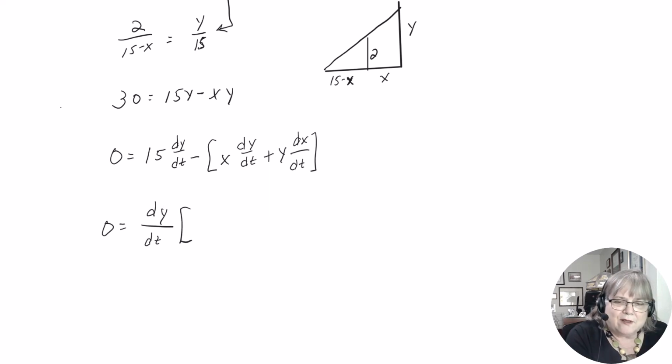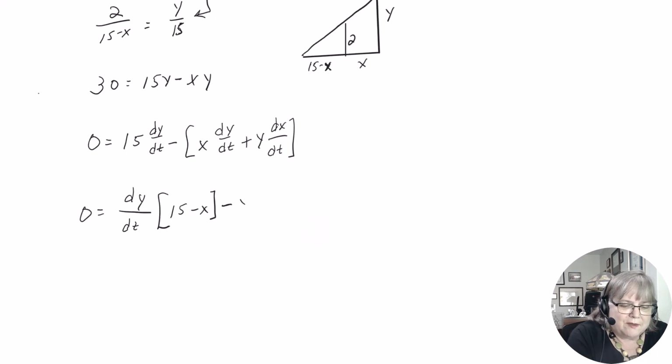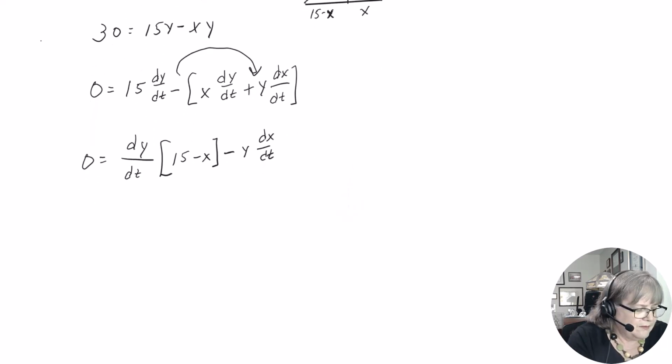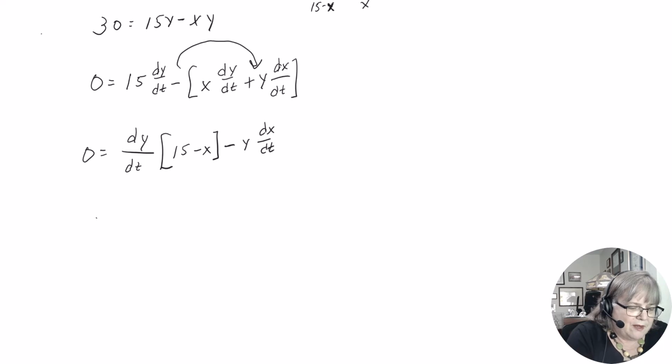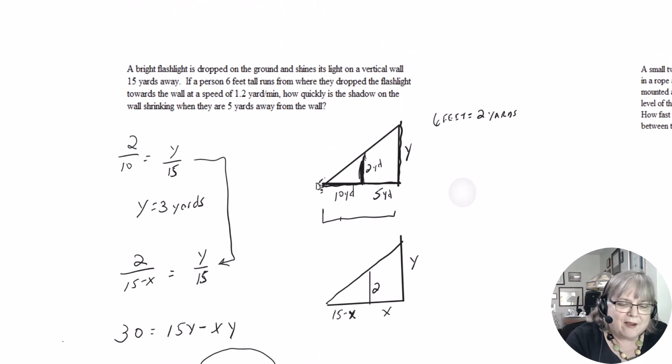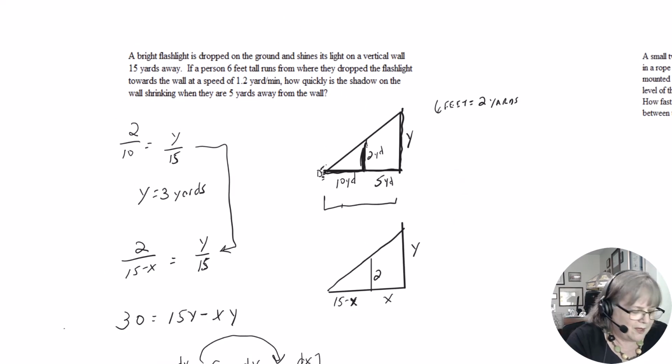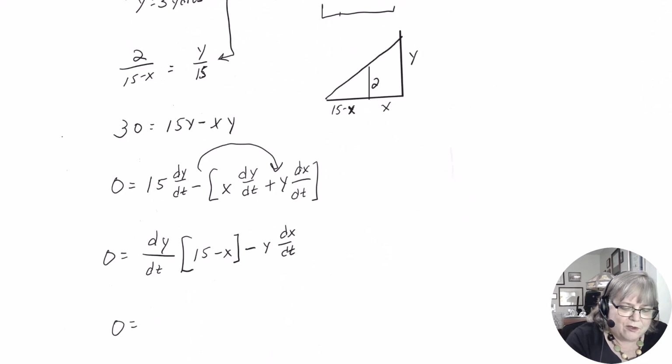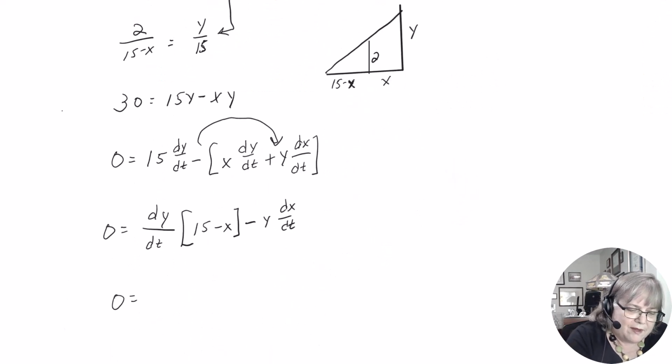So I'm going to factor out dy/dt, and that would be 15 from this first term minus x from the second term. And that would leave you minus y dx/dt. If you're trying to figure out where the minus came from, it went here. So let's see what I've got: 0 equals... Now, what is it exactly they're asking me to find? Let's go back up here, and it says, how quickly is the shadow on the wall shrinking? So what they're asking you to find is this one.